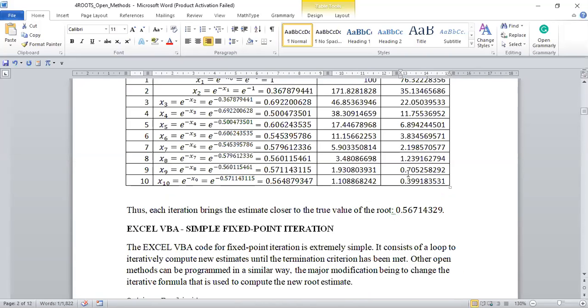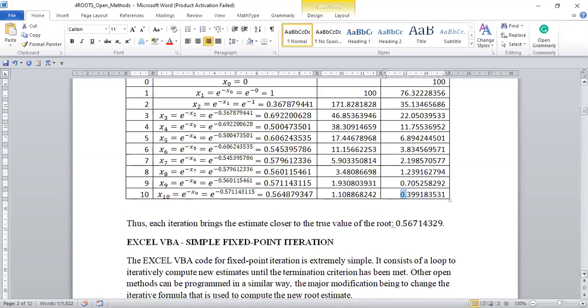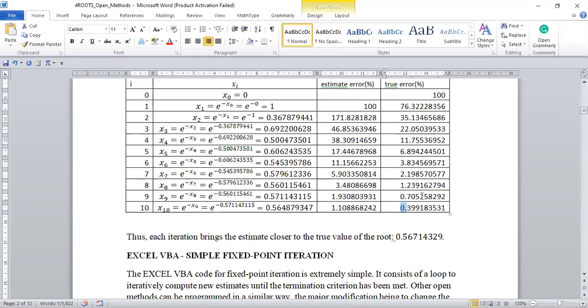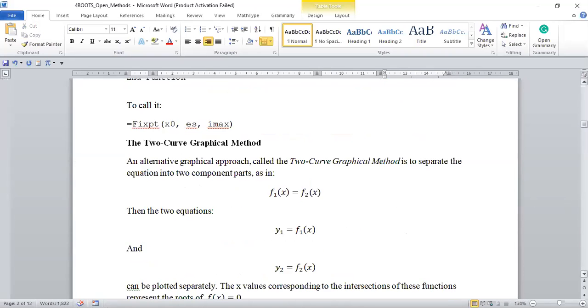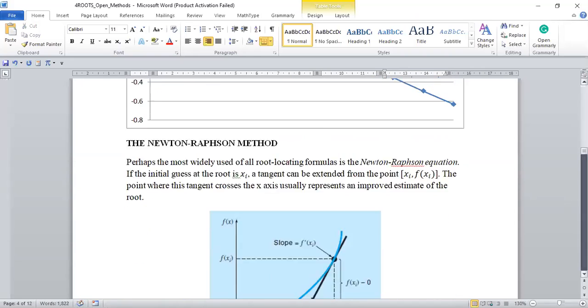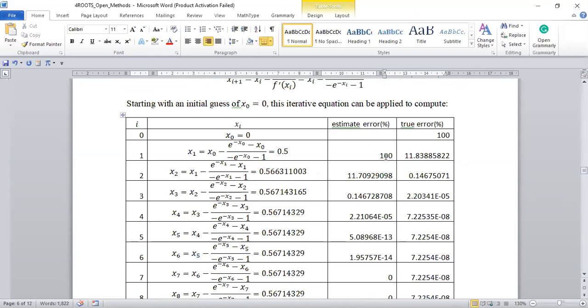So even at the 10th iteration, we're still having an error of 0.3 for this simple fixed point iteration. At the 10th iteration, we are having an error of 0.4 approximately. But for the Newton-Raphson method, just at the second iteration, we had an error of 0.1. So the Newton-Raphson method is very, very fast.